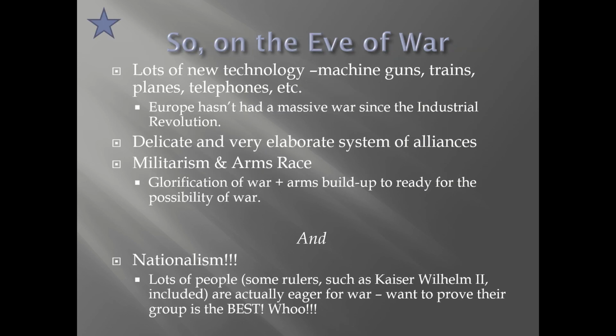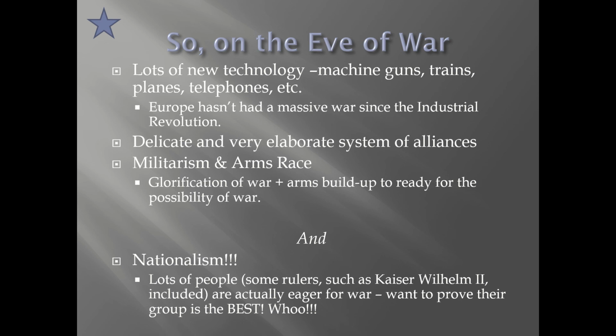So on the eve of World War I, and we're wrapping up here, there's lots of new technology. Again, we've had the Industrial Revolution. Europe has not fought a massive war since the Industrial Revolution, except in colonies where, again, their industrial technology outmatches the people they're fighting against. So there are machine guns, trains, planes, telephones, all kinds of stuff. There will be poison gas that will be developed. But they haven't fought a war like that. And so it's going to be pretty new territory. So they've got lots of new technology they're eager to use.